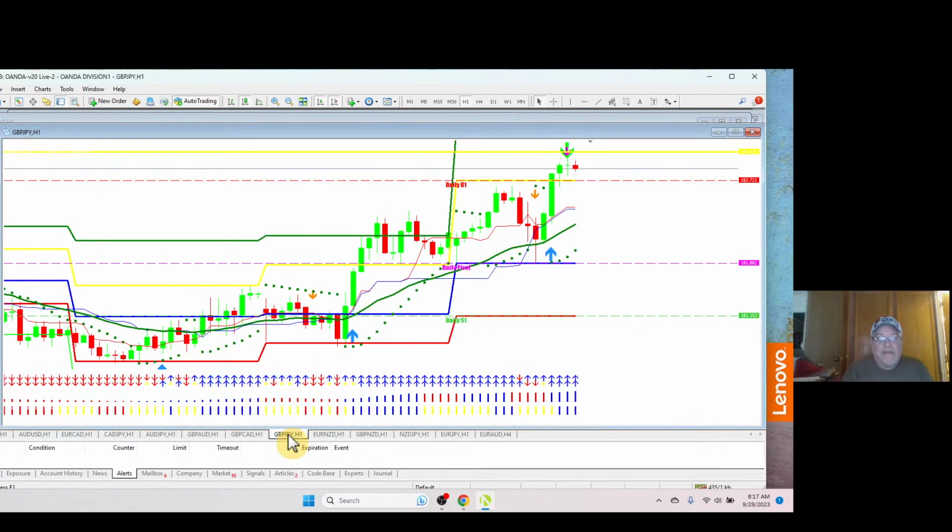The pound yen exploded to the upside too, but it's made a 1 hour sell signal, as it touched that. Looks fairly good. Take it for, let me see.